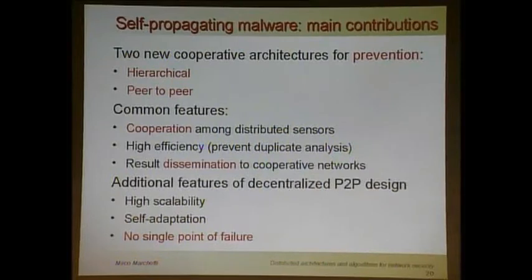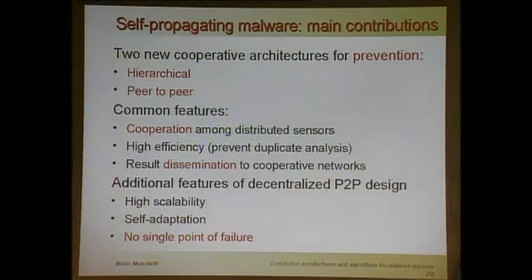In this area, our main contribution is the design of two new architectures, one based on a hierarchical design and one based on a decentralized peer-to-peer design, whose main goal is to provide cooperation, so the ability of network interaction systems deployed in different networks to cooperate. By cooperation, we mean that we create an infrastructure that is able to guarantee high efficiency in analysis, because the same attacks, the same malware, for example, that have been detected in different distributed networks are analyzed only once, and not once per each network.